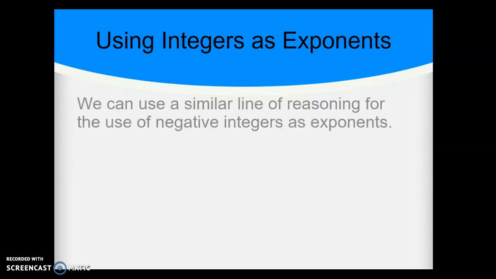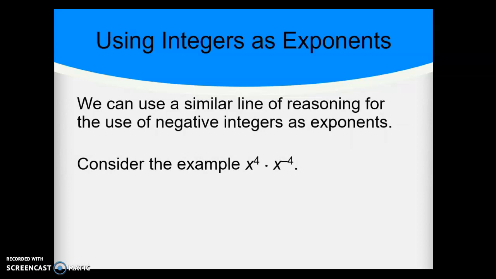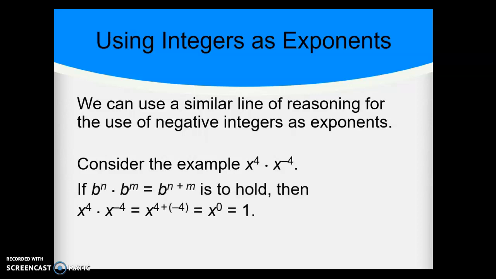The next rule for exponents is those for negative exponents. So let's consider this problem where we have x to the 4th times x to the -4th. Once again, we know to add those exponents, so we would get x to the 4 plus -4, which equals x to the 0. And we've said anything to the 0 power is always equal to 1. So what does that say about x to the -4?